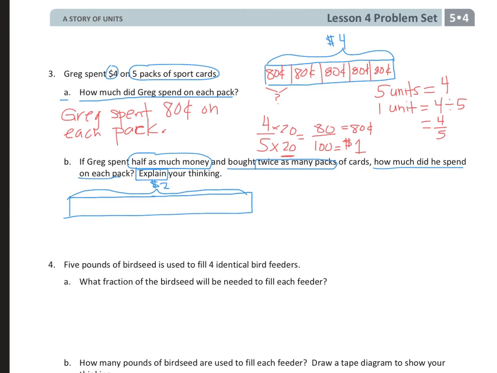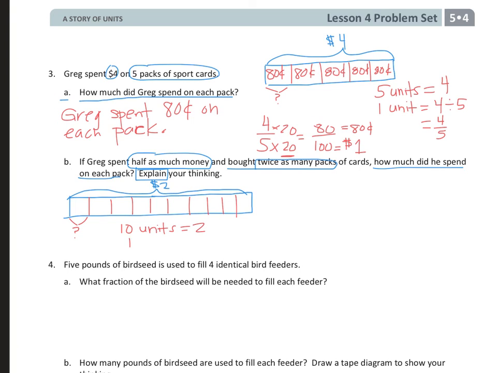So we can make 9 lines: 1, 2, 3, 4, 5, 6, 7, 8, 9. So now he has 10 packs. They're all the same amount, they're all equal since we're dividing here. So let's write this out. How many units do we have? Well, we have 10 units. We have 10 boxes inside the tape diagram. All of these 10 boxes would equal the number on top, $2.